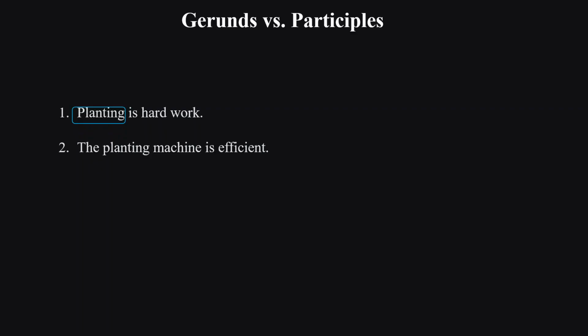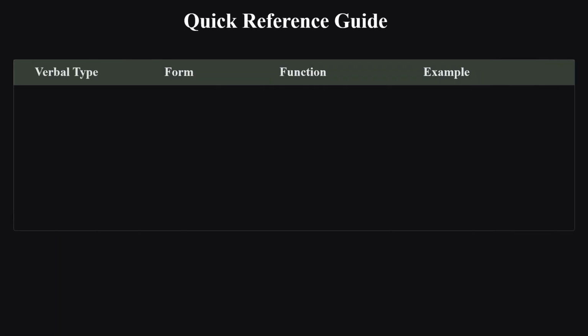Now, look at this sentence: the planting machine is efficient. What is planting doing here? It's describing the noun machine. What kind of machine? A planting machine. So, planting acts as an adjective here, and it is a participle. A great trick is to ask yourself, what is this ing word doing? If it names an activity you can substitute with it or something, it's a gerund, a noun. If it describes a noun, it's a participle.